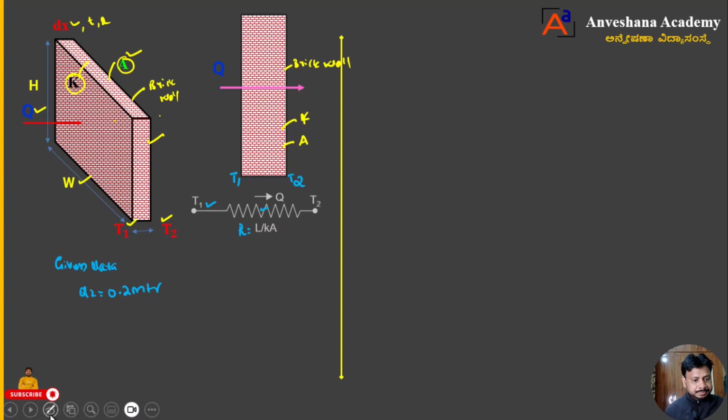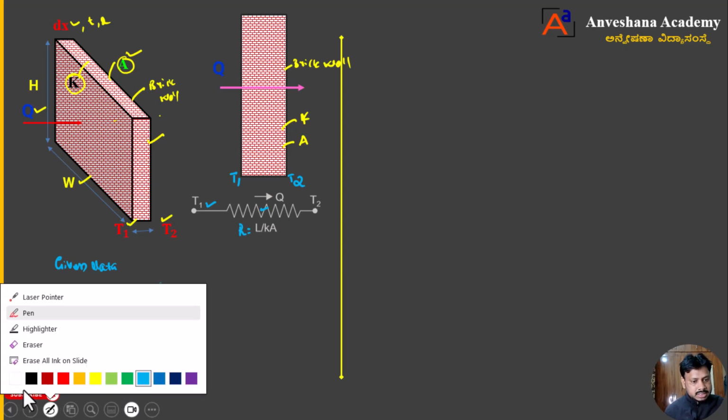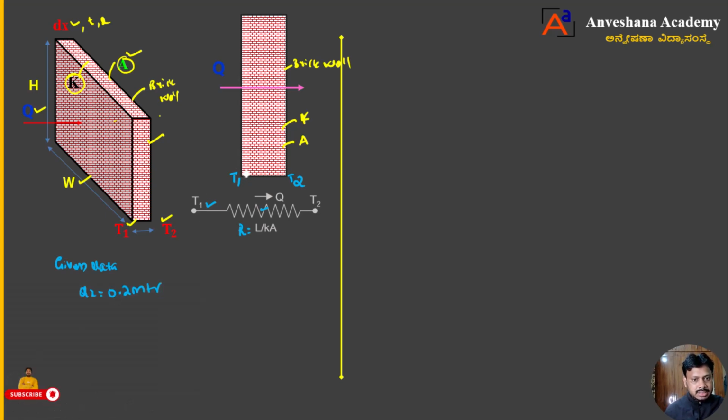Okay. Then he has given some temperatures. What is the temperature? T1, the high temperature region. How much has he given? He has given 30 degree Celsius. Then he has given T2 is equal to 20 degree Celsius. Hence heat is moving from T1 to T2.